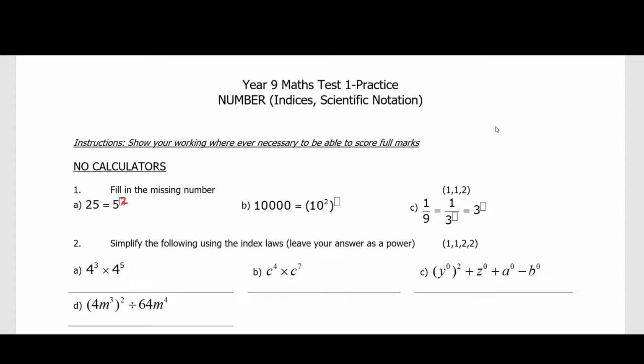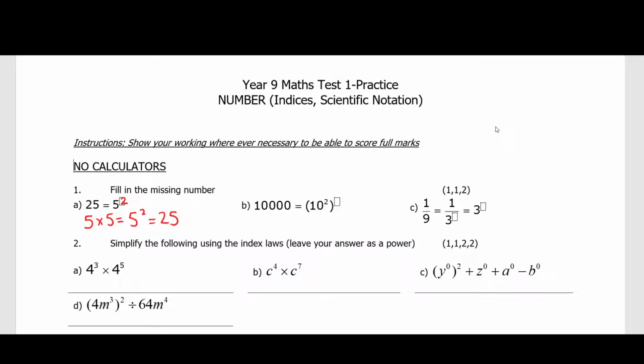How did I figure that out? Here, 5 times 5 is equal to 5 squared. 5 squared is 25. Okay, 5 squared equals 25.